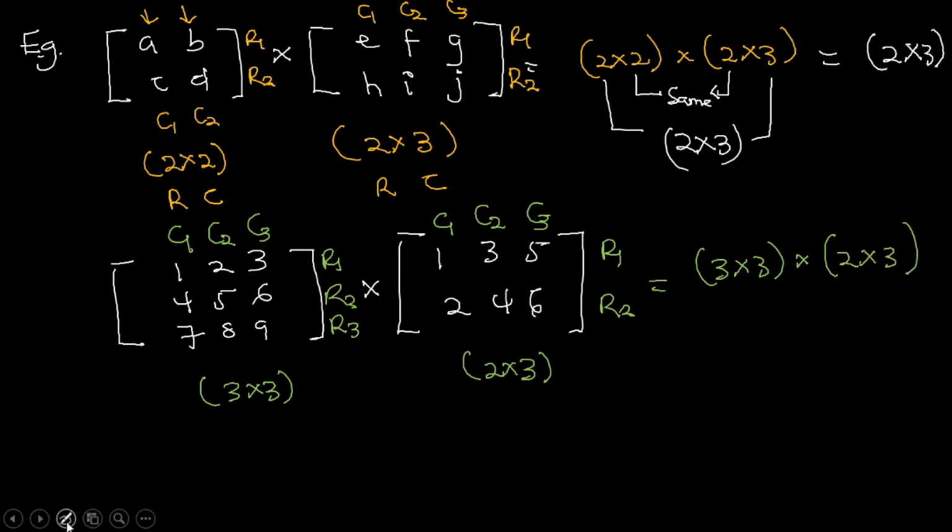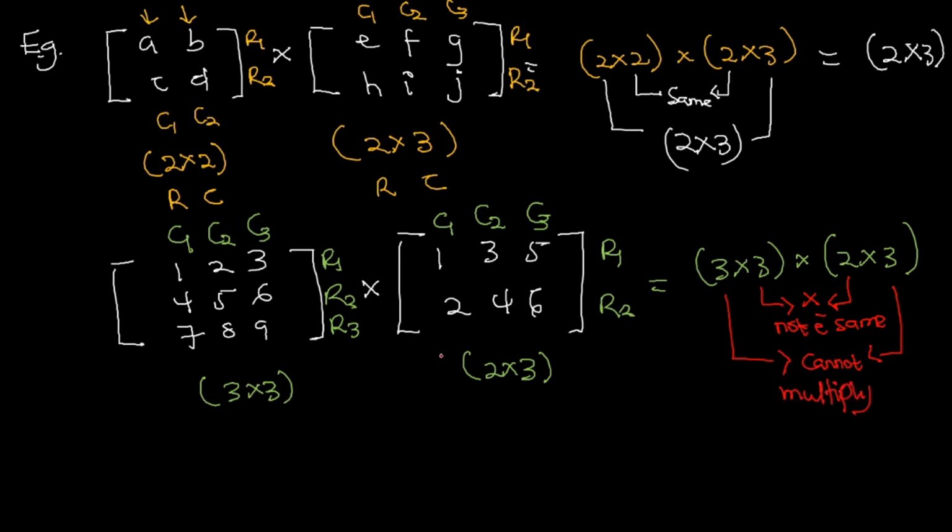What we need to look out for is that if we look at the column of the first matrix and the row of the second matrix, we realize that these two values are not the same. The fact that the column of the first matrix and the row of the second matrix do not match means that we cannot multiply these matrices.